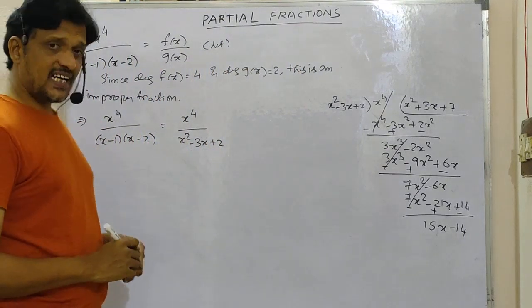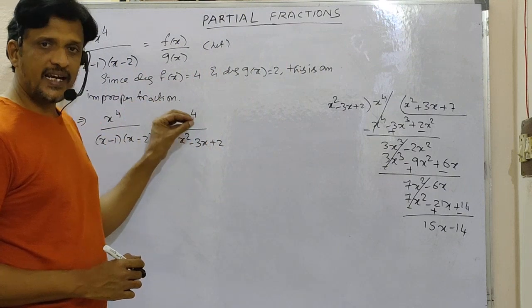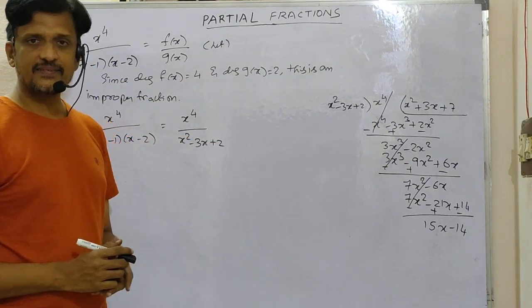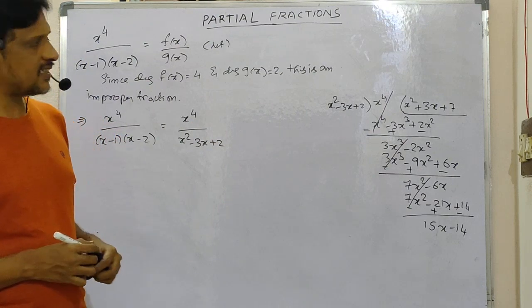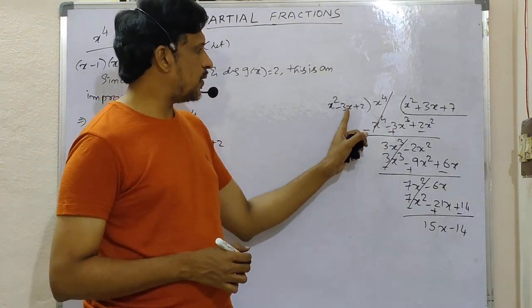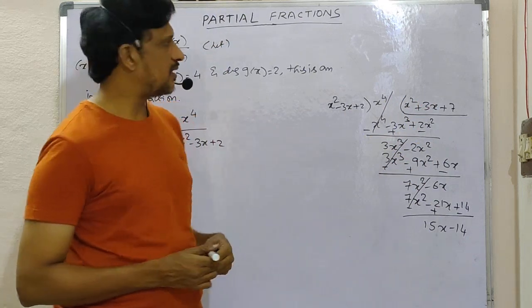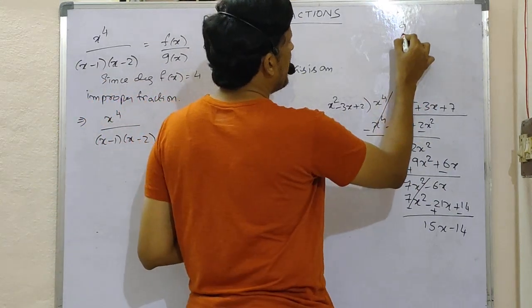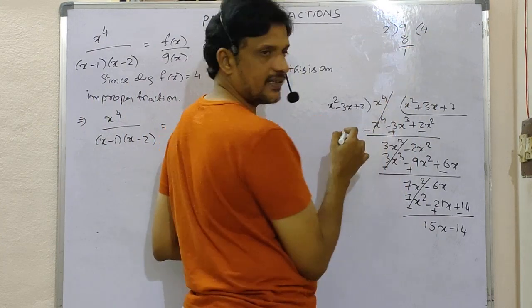So when the fraction is improper, simply divide the numerator by the denominator like this. Then by the division algorithm. What is this division algorithm? Dividend equals divisor into quotient plus remainder is the division algorithm. For example, if you divide 9 by 2, the quotient is 4 and the remainder is 1.